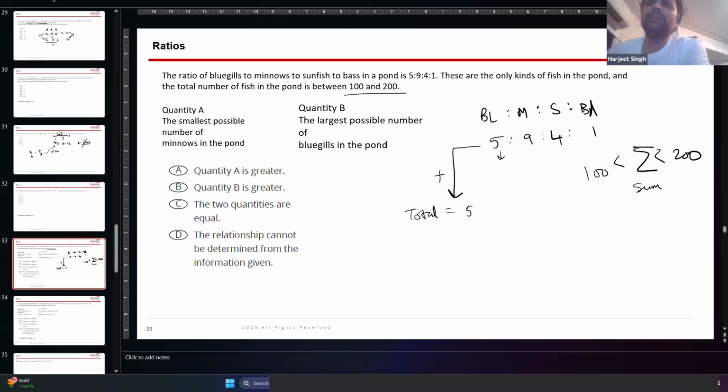So can I assume that BL is 5K, which means bluegills are 5K, minnows are 9K, sunfish are 4K, and bass is K. Ratios, if they are ratios, can be expressed in terms of a variable, where K is a sort of constant or multiplier. So the total becomes 5K plus 9K plus 4K plus K, and that is 19K, right?